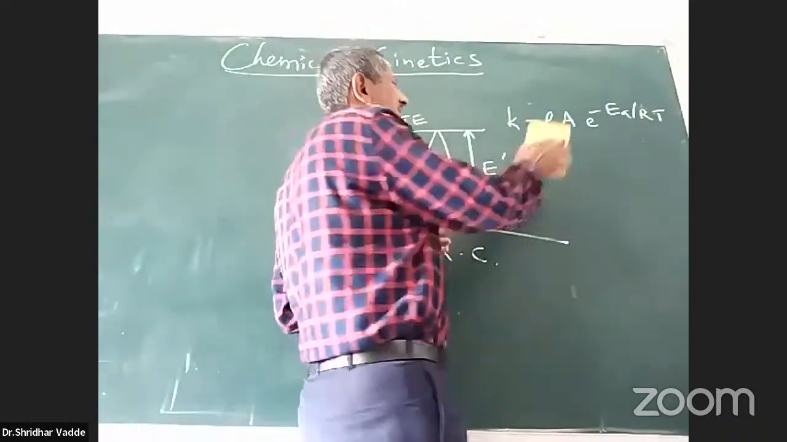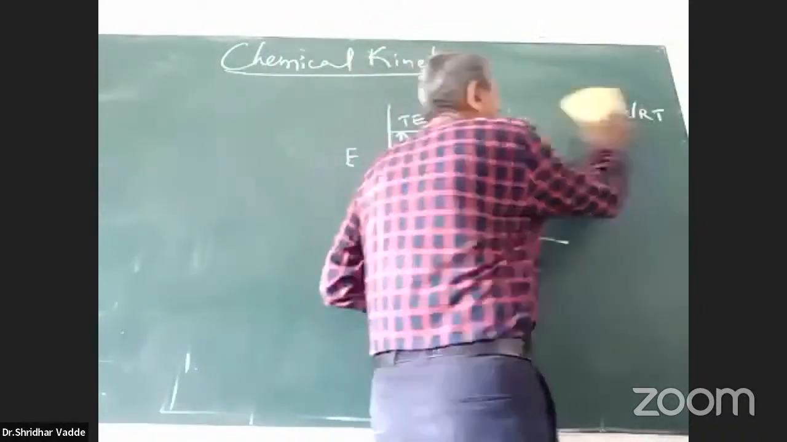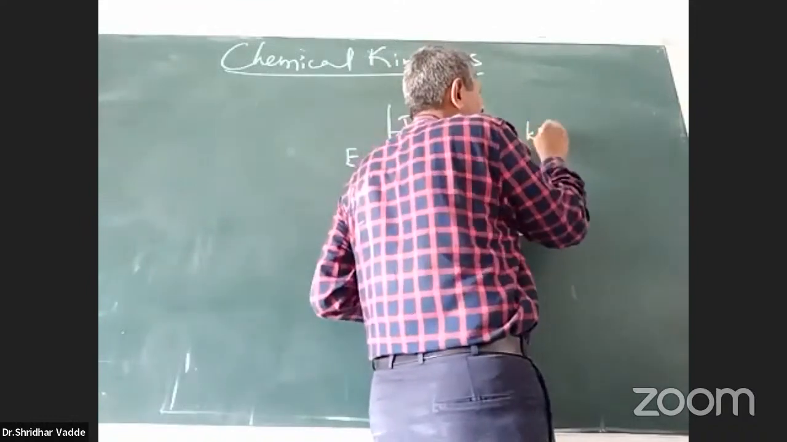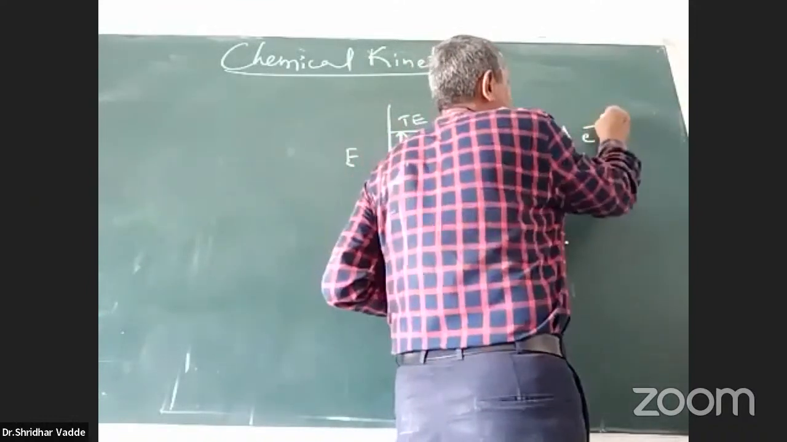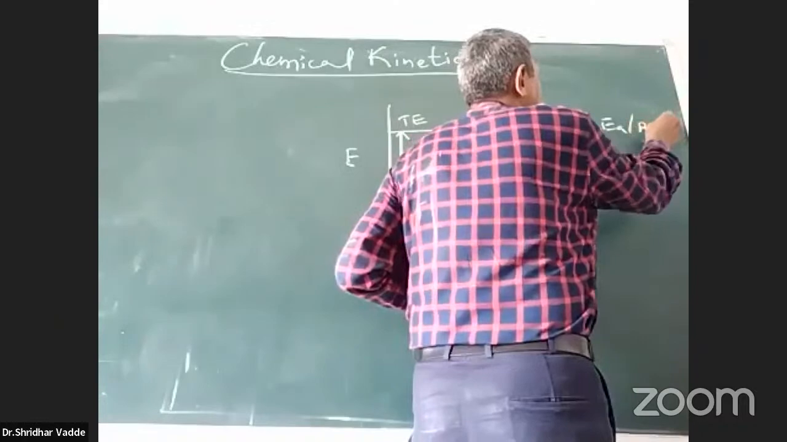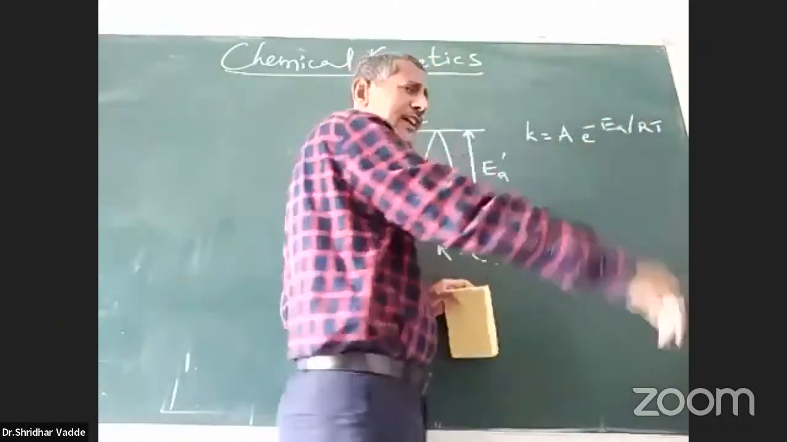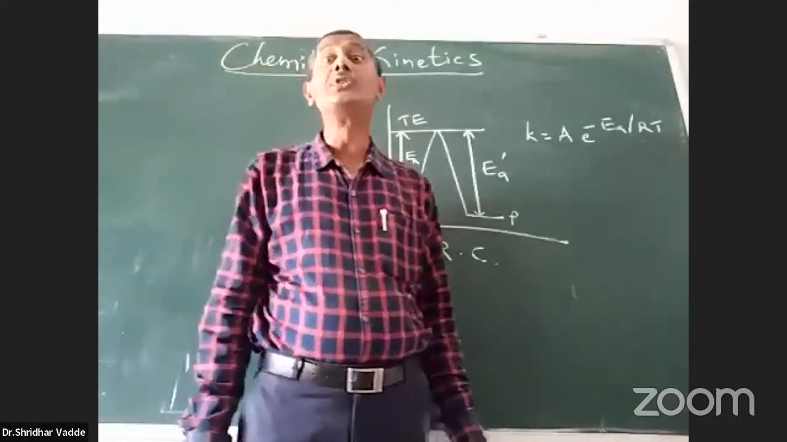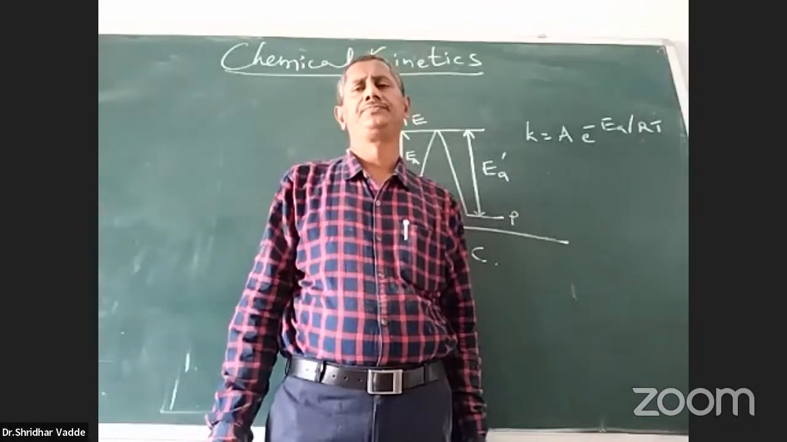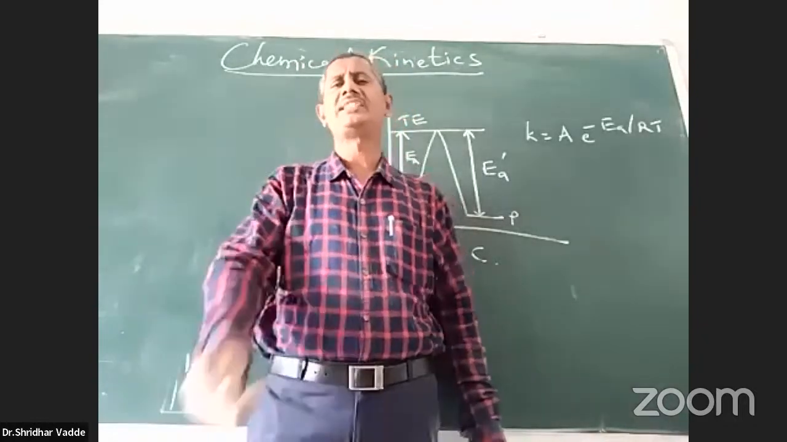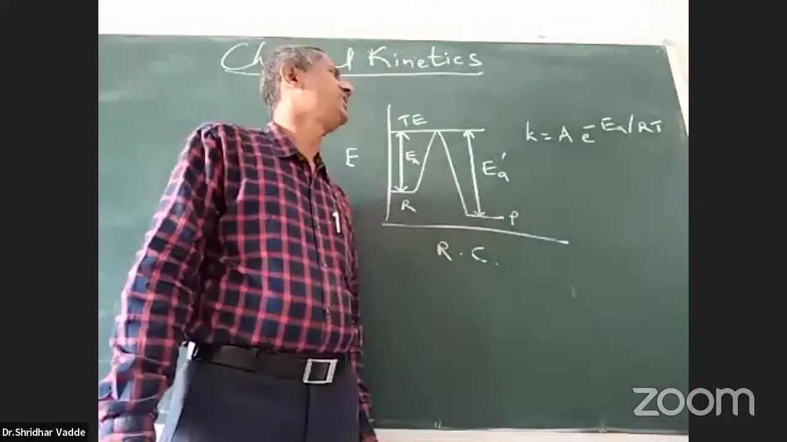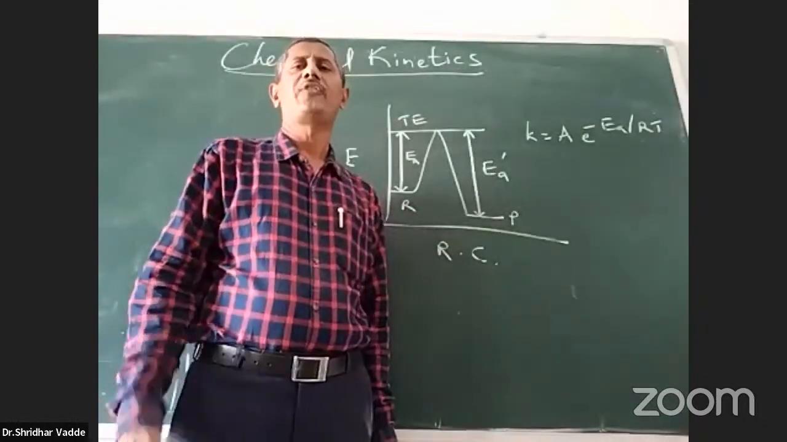But generally this is considered. The Arrhenius equation is not only this one, A into e to the power of minus Ea by RT. This is the Arrhenius equation. If we add that one, that includes the steric factor. So this is about the collision theory of reaction rates.